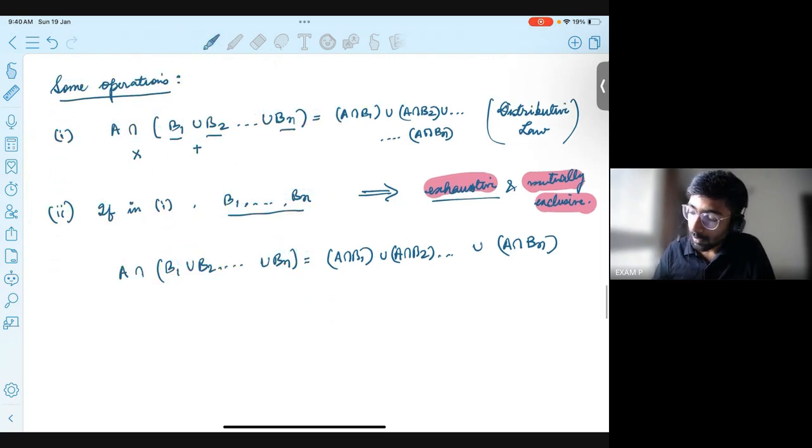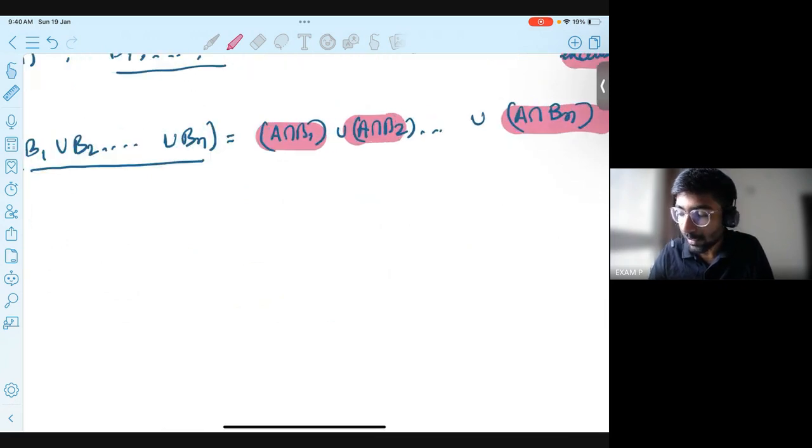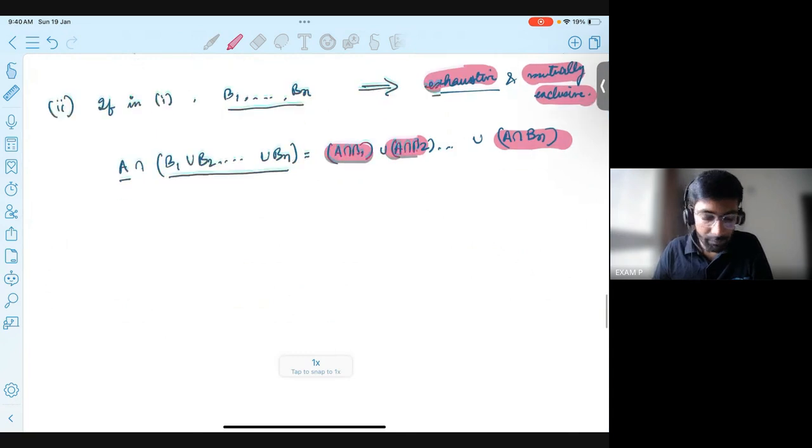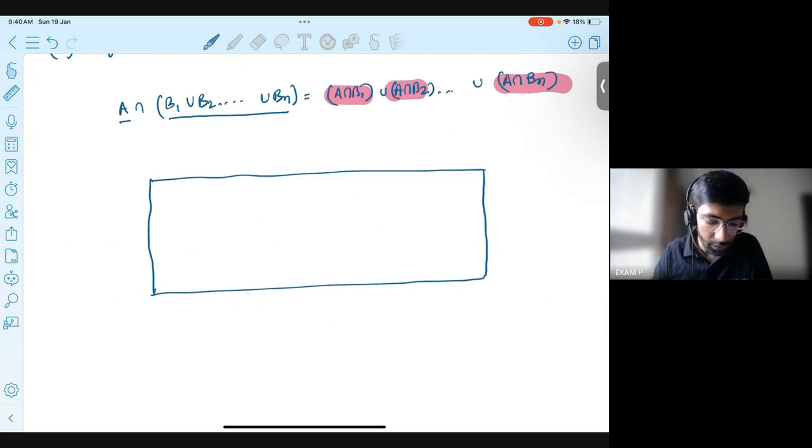then this thing, A intersection all these, is basically creating a partition. So all these are a partition of set A. That's what they are telling you. So A intersection B1, A intersection B2, A intersection Bn, all these different parts, they are basically partitioning the set A. If you want to look at it visually, then this is what they have drawn. Let me also draw it. I think it will be very clear.